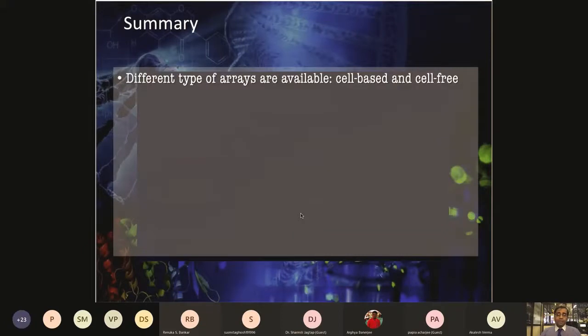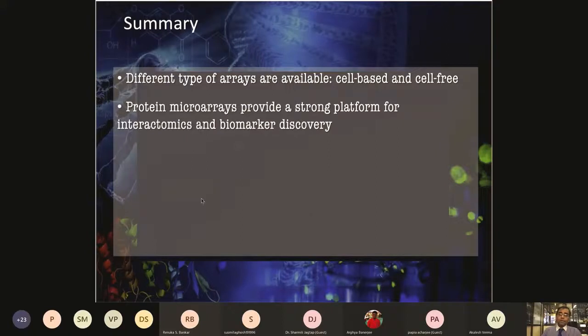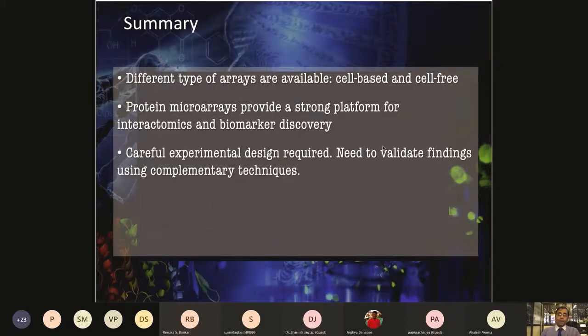Just to summarize the morning and this lecture, different types of arrays are possible: purified protein-based arrays, cell-based systems, or cell-free systems. This is definitely one of the strong platforms for looking at high throughput ways of protein interactions or biomarker discovery based projects. However, it is not very straightforward to just take an experiment and try to obtain successful results from that.